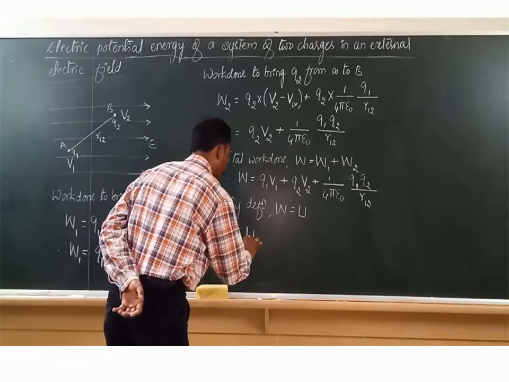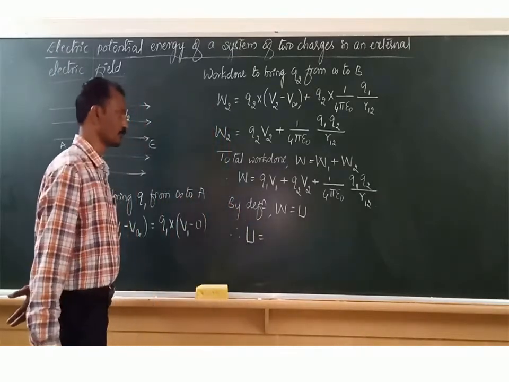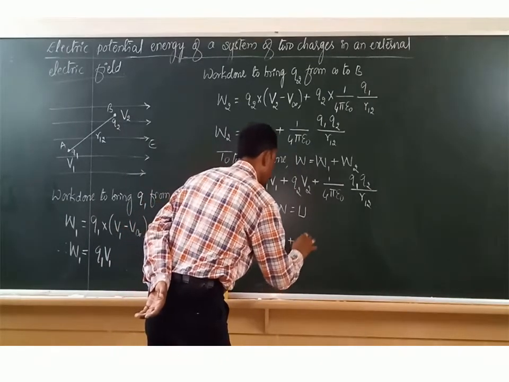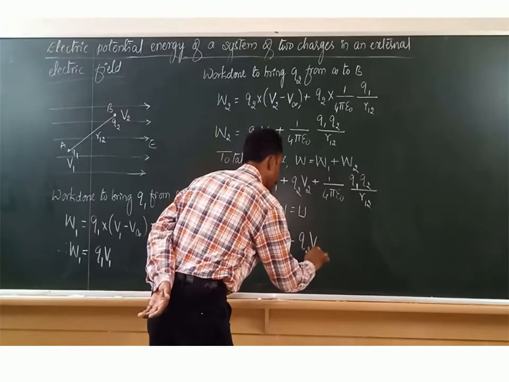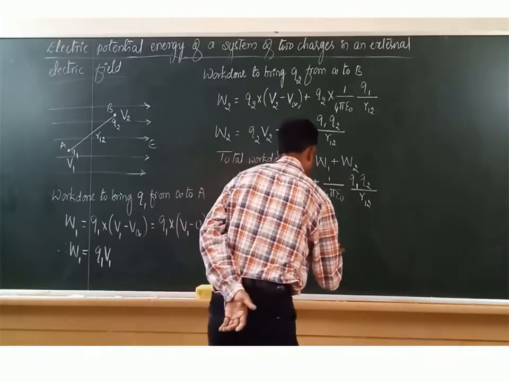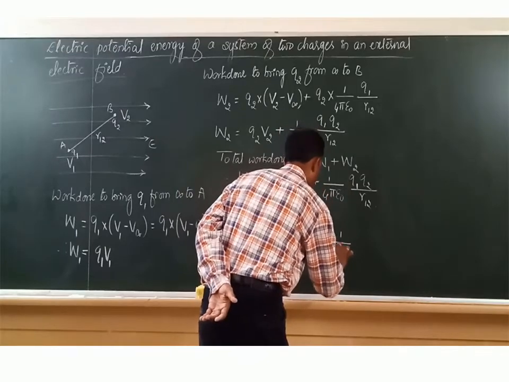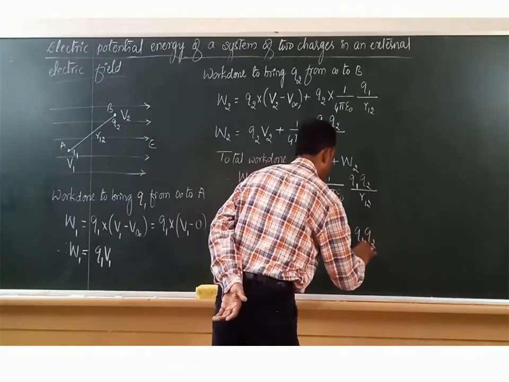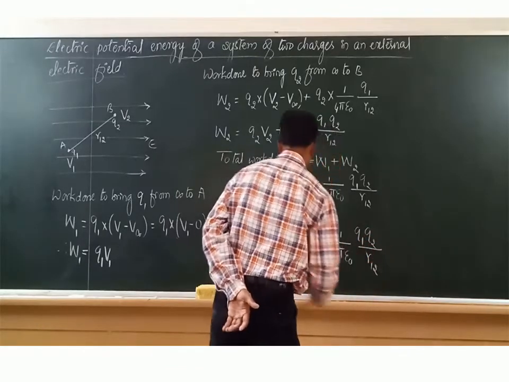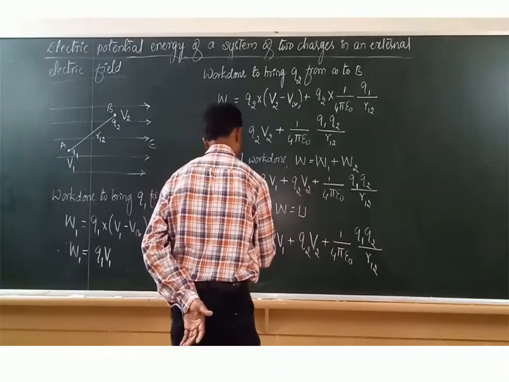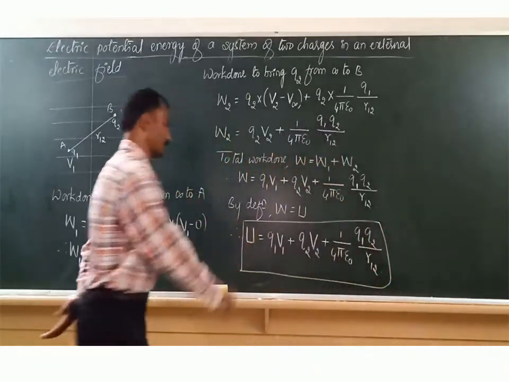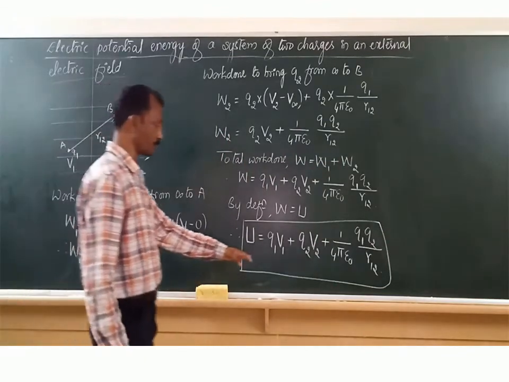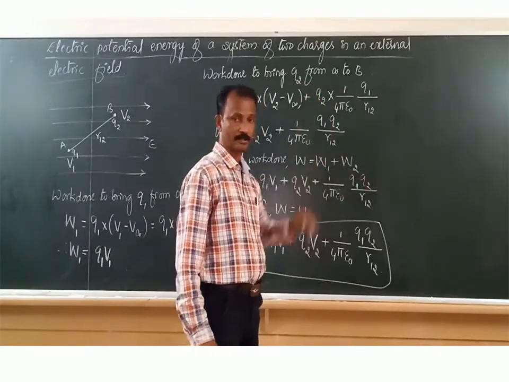Therefore, U is equal to Q1V1 plus Q2V2 plus 1/4 pi epsilon naught into Q1 into Q2 divided by R12. This is the expression for the electrostatic potential energy of a system of two charges in an external electric field.